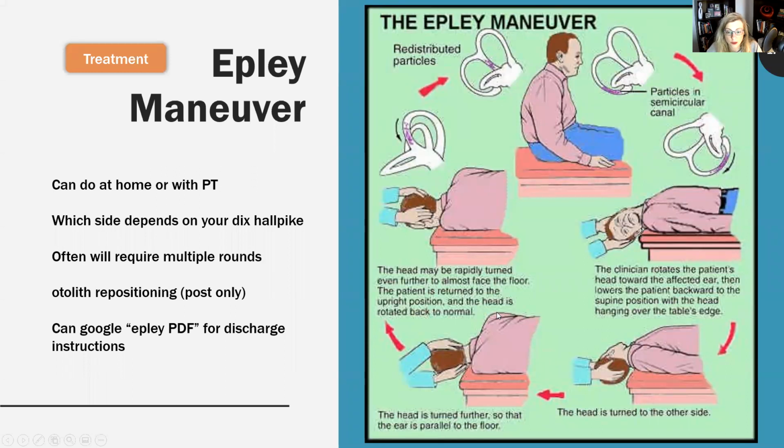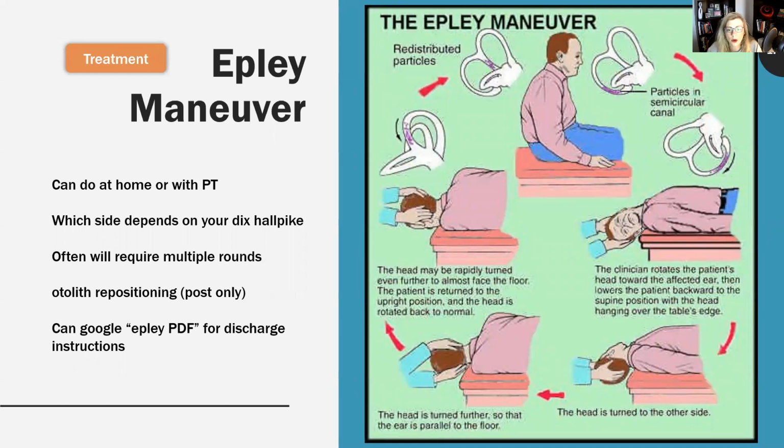Now, the Epley maneuver, if the Dix-Hallpike was right, is going to be able to fix your patient. This is a big deal because they don't have to take a shot or anything else. They just have to do a series of movements to get those otoliths to go back into the appropriate position. That means that they can do these at home, they can do these with you in the emergency department, or they can do them in the ENT office.